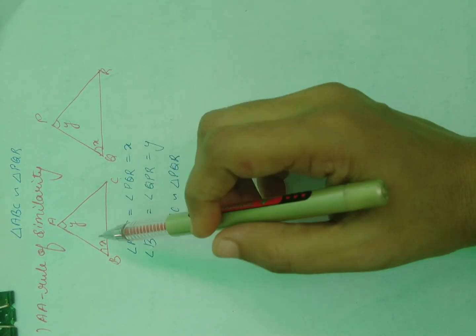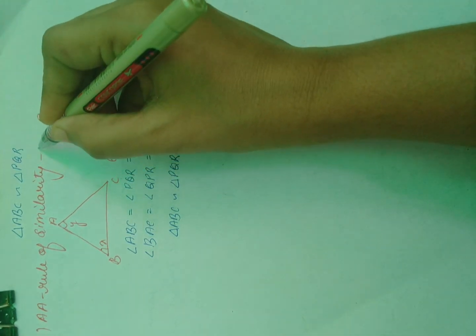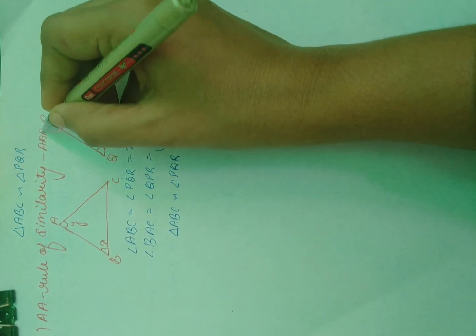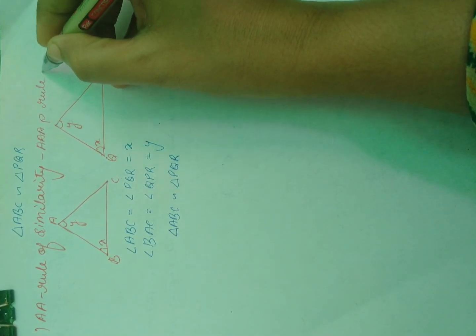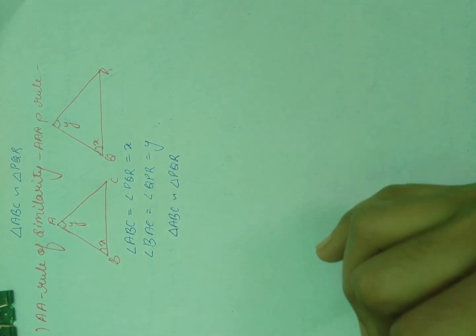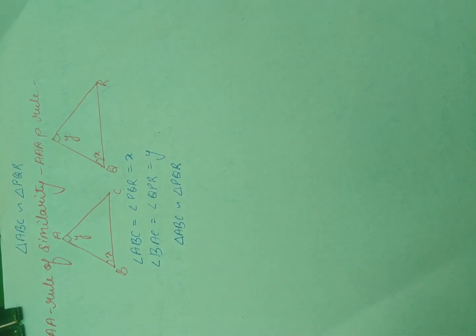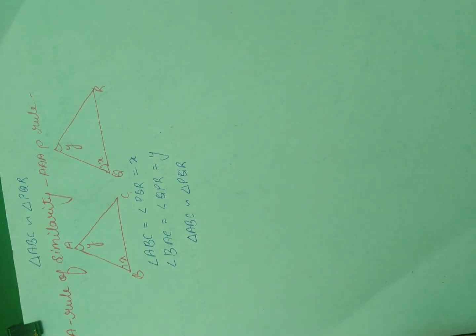Again, if two angles of a triangle are the same, then the third one is also, so we can write it as the AA rule. Now, what will the definition become? If two angles of a triangle are equal to two angles of another triangle, then the triangles will be similar, right? So this is the AA rule of similarity.